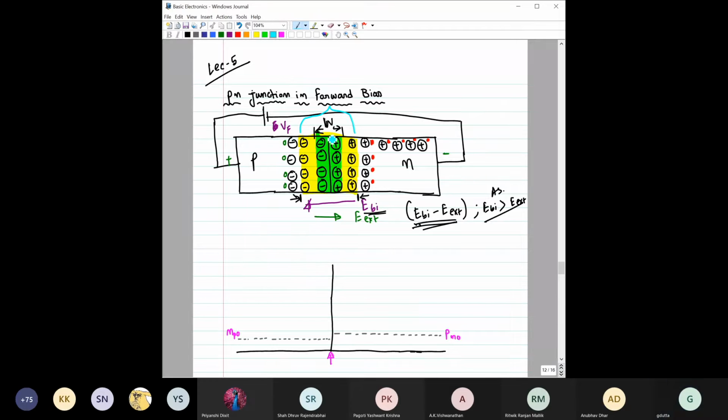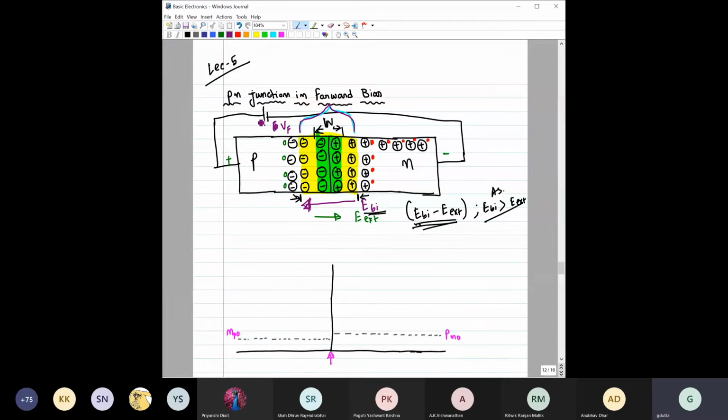Now, maybe I should use the same color that we are using for this. When the depletion region width was this much, we had applied no bias to the PN junction. And at that time, we had a built-in electric field due to the built-in potential. That was E_BI. Now, after that, we forward biased this PN junction.